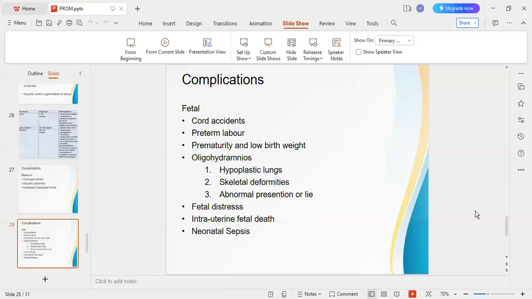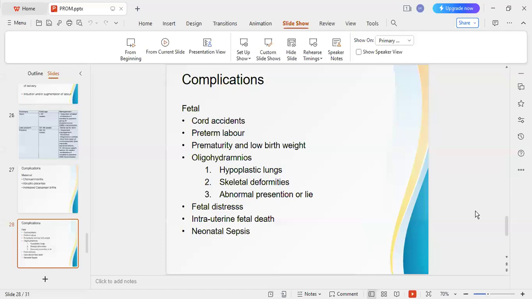Talk about the fetal complications. We talk about the cord accident, as we stated earlier: cord compression because of the reduced amniotic fluid. That's the oligohydramnios, which can cause cord compression. We also have cord prolapse. You can have preterm labor. You can have prematurity and its complications, such as intraventricular hemorrhage.